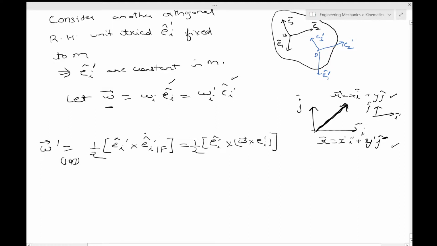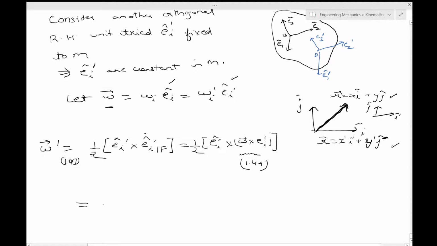Okay, and the other part, this equal to half into omega I dash, so this particular thing can be written by 1.49. Okay, 1.49 was the rotation of the constant vector ei. Okay, so please check these statements and verify that you have understood them.